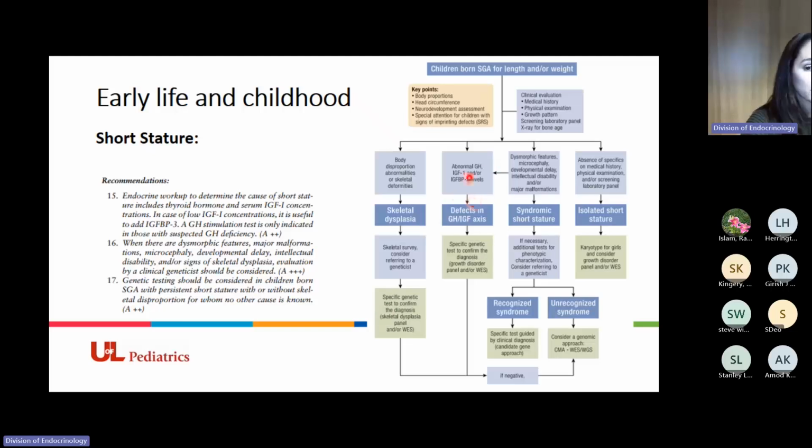If we have abnormal growth factors and we're suspecting a defect in the growth hormone or IGF-1 axis, then that's when we want to consider sending additional genetic testing. And obviously, if there are any clear dysmorphic features that make us suspect syndromic short stature, we want to go ahead and refer early to genetics.